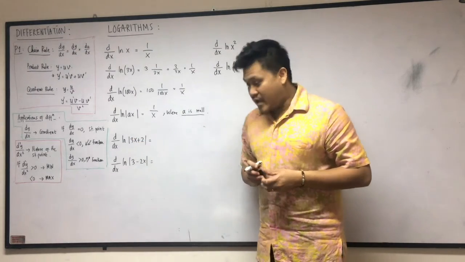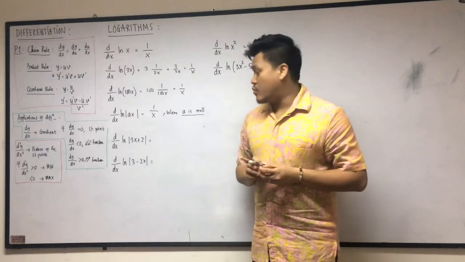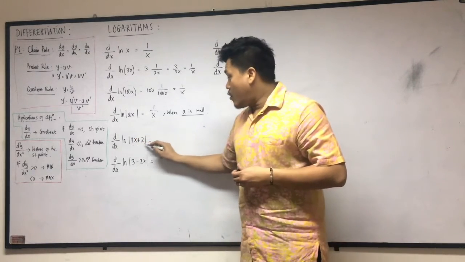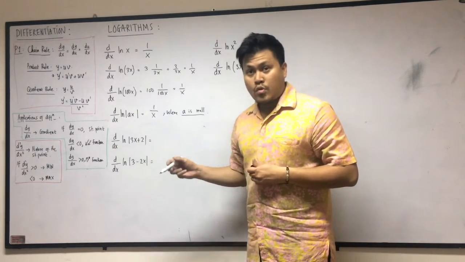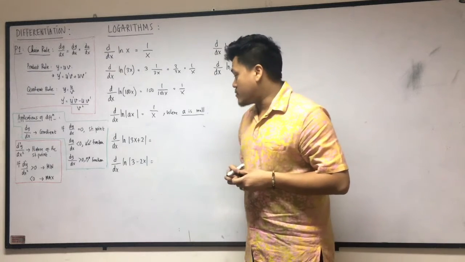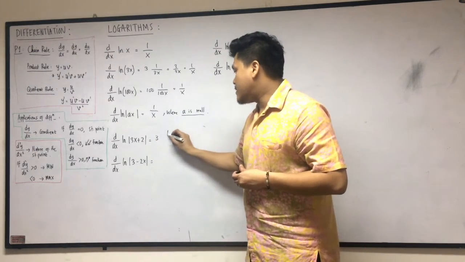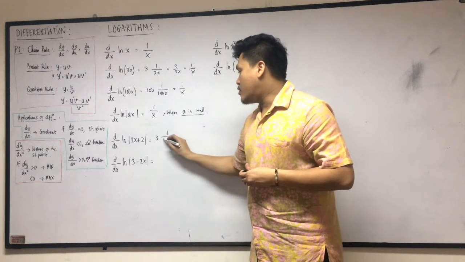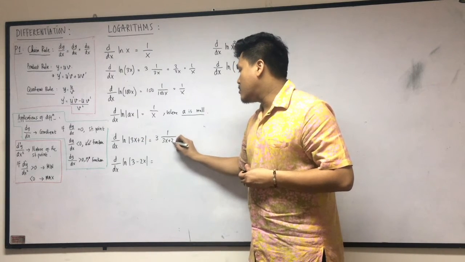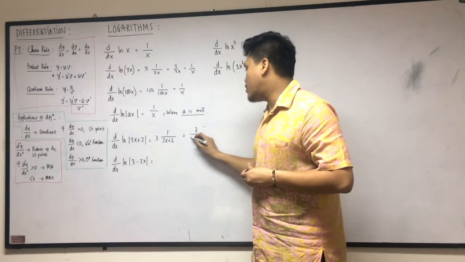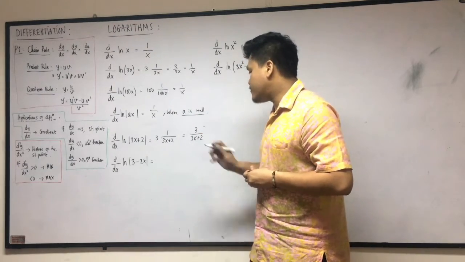Okay? Alright, next up we've got ln of 3x plus 2. Again, we will still use the chain rule. So what is the derivative of 3x plus 2? It's going to be 3, times the outer function, which is 1 over 3x plus 2. So that's going to be your answer.